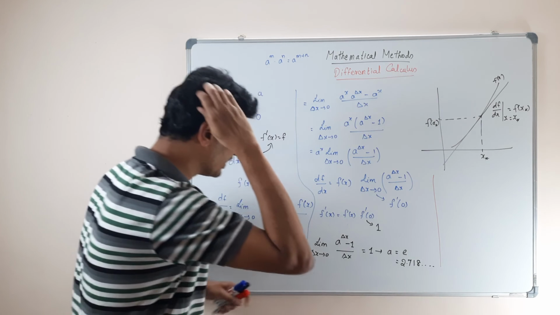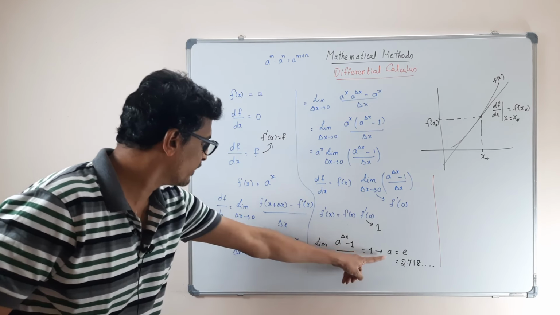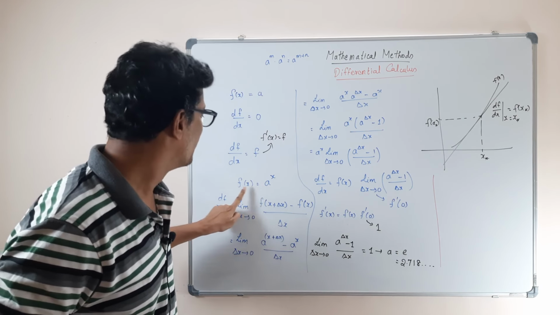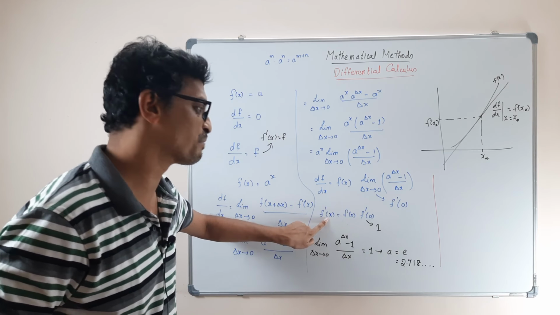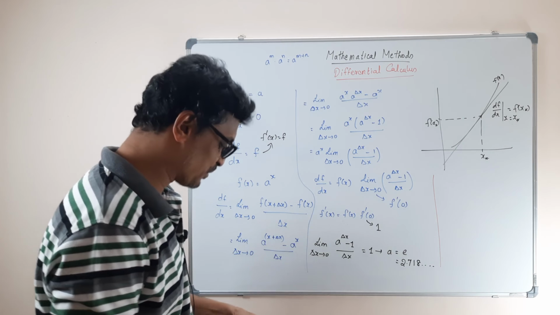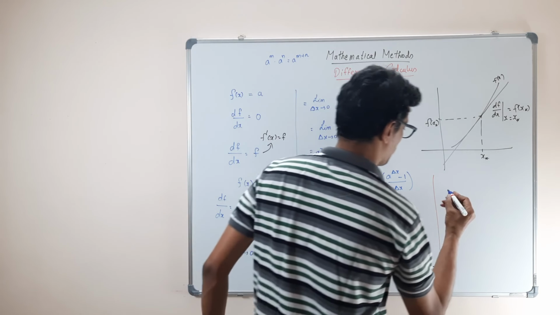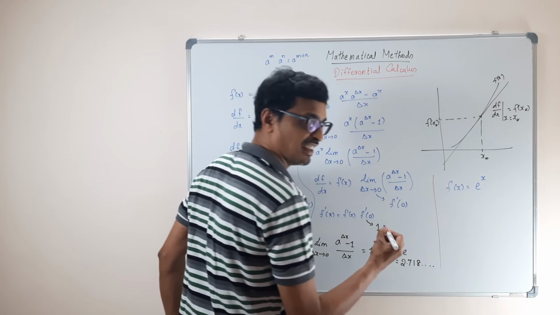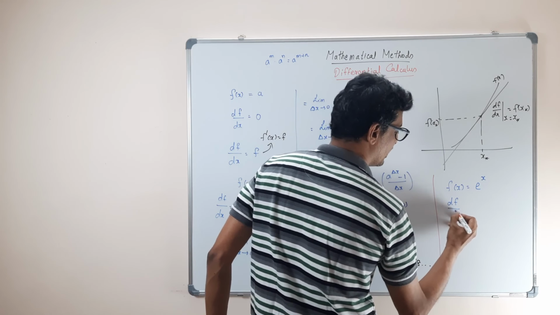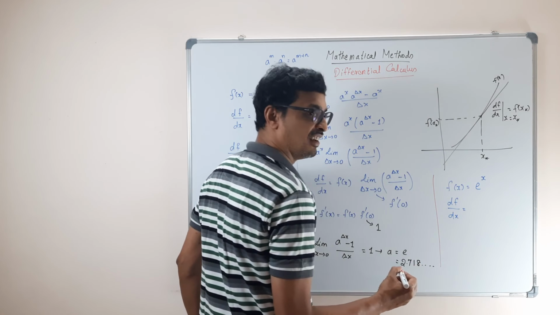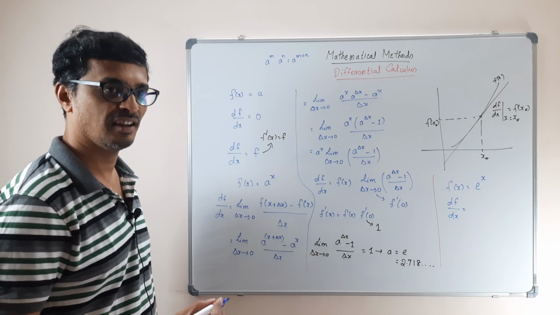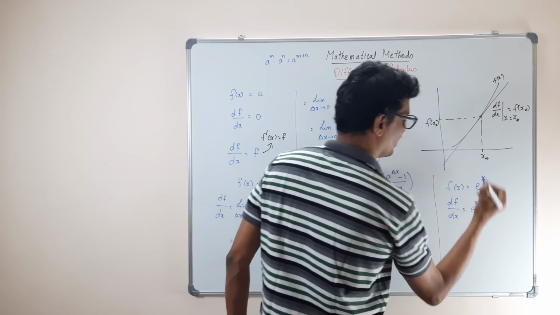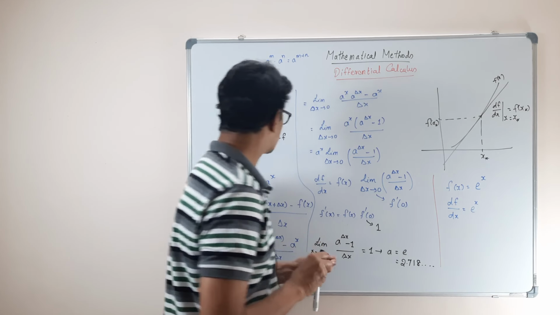So what we are saying is, when a equals e, all I have to do is, in the place of a, put this value e, then f of x will be equal to f prime of x. Correct? So then what happens? If your f of x is equal to e power x, then what will be df by dx? f of x. What is f of x? f of e of x. Correct. Okay.